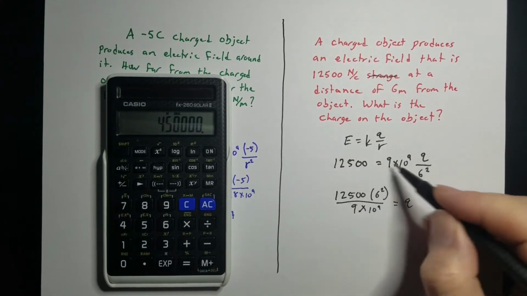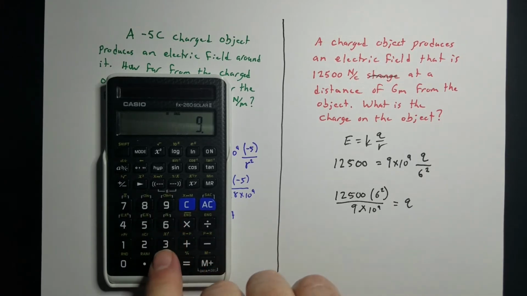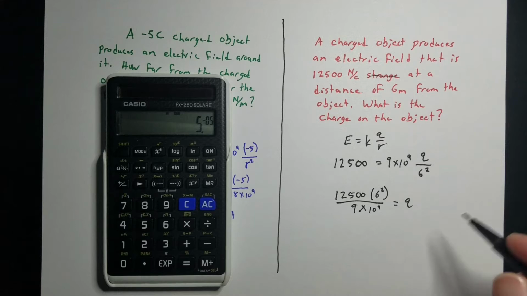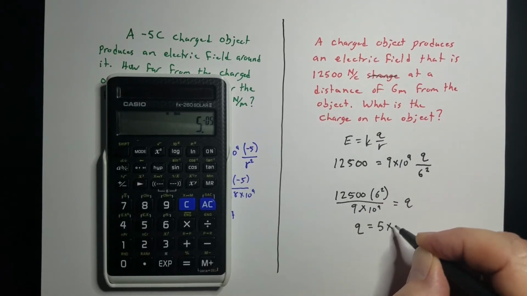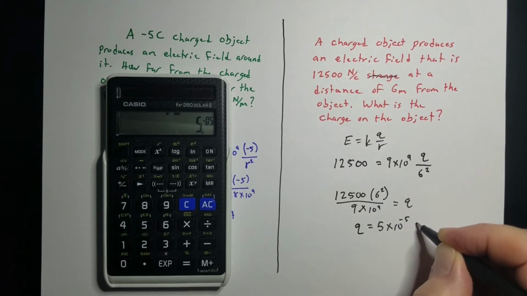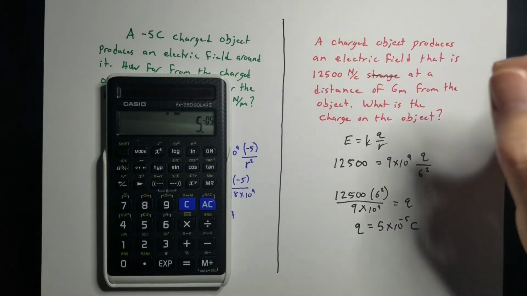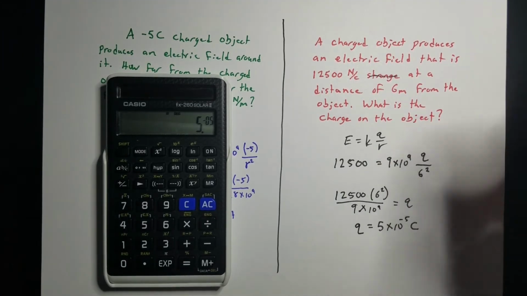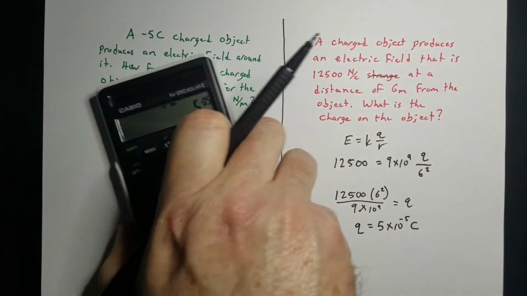So we move that down and that up. Divide by 9 times 10 to the 9th. And we get a value of our charge to be 5 times 10 to the minus 5 coulombs, which is perfectly okay. The charge of just one electron is 1.6 times 10 to the negative 19 coulombs. So there's still a lot of charges there.